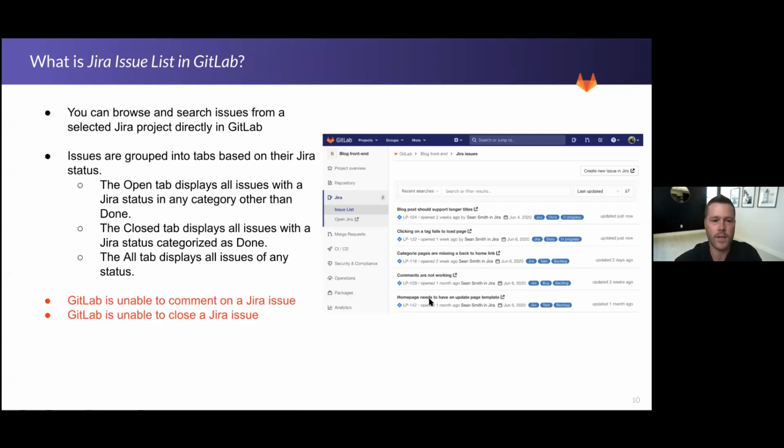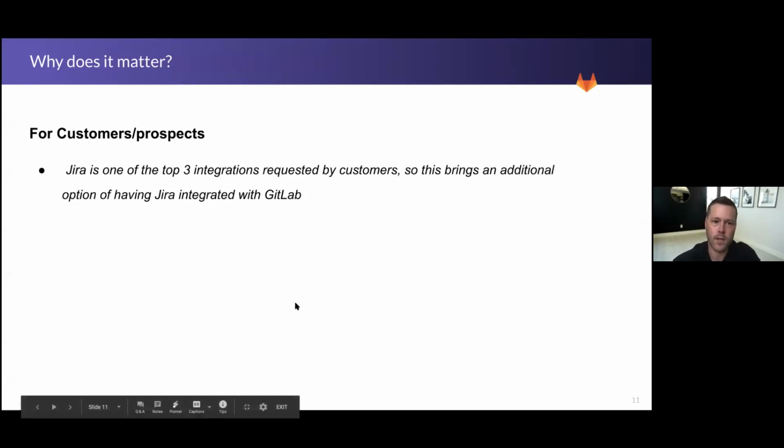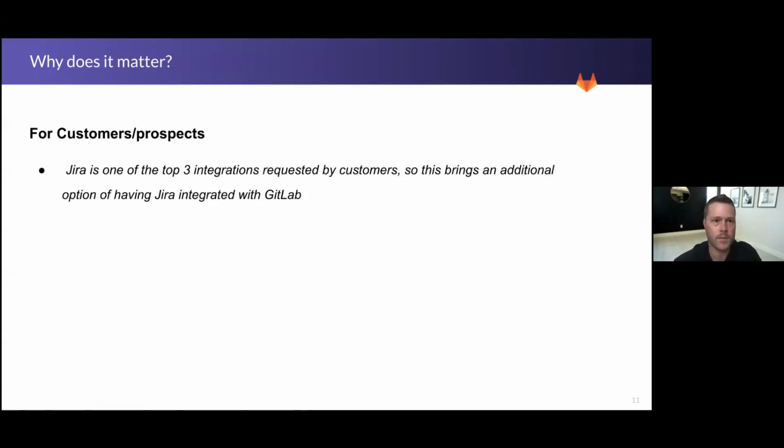You can create an issue. I guess that's in the screenshots. Create an issue from within GitLab that opens up Jira, but you're going to be creating a Jira issue. Jira is one of the top 3 integrations that are requested by customers. This brings an additional option of having Jira integrated with GitLab, and I'm going to touch on what that really means here, because there are multiple options right now of integrating with Jira. This is now another one.